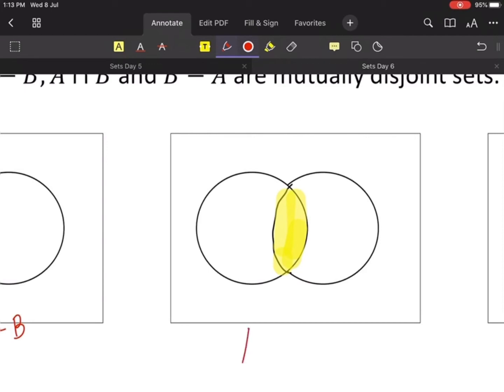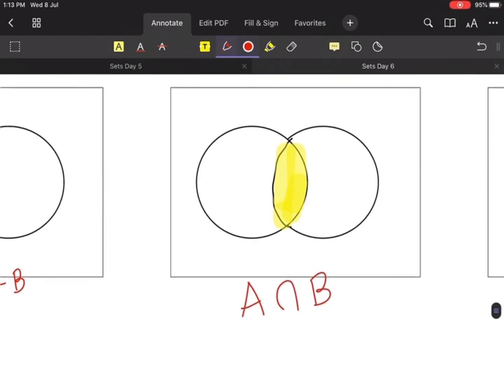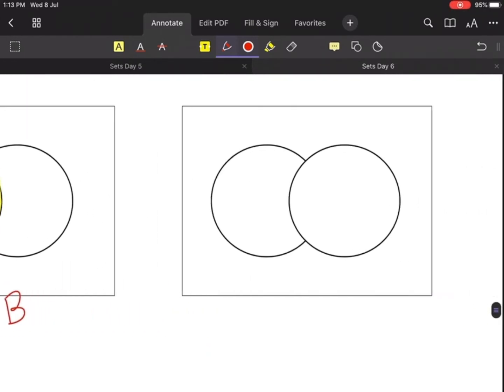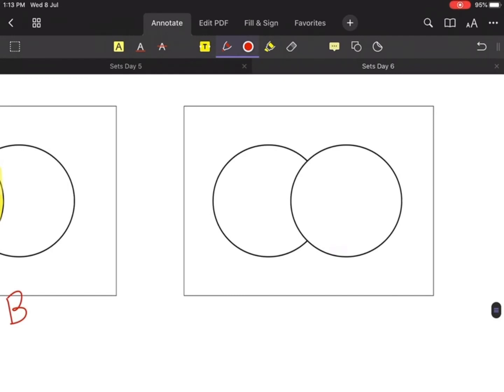So this one is our what? A intersection B, right? Clear? Now we'll be doing B minus A. So what is B minus A? Look at it here carefully.